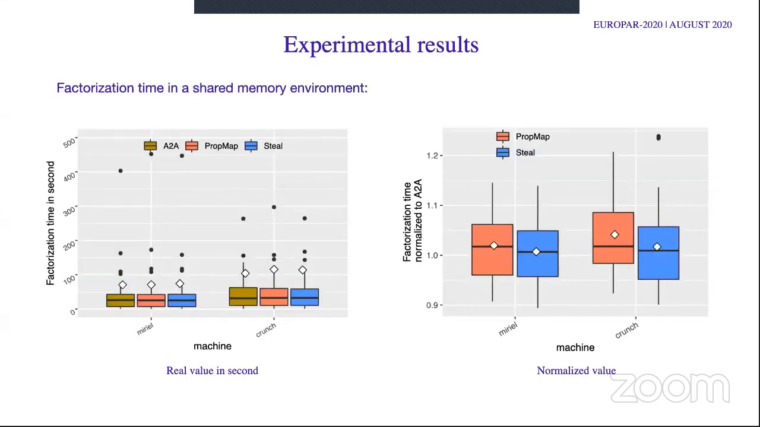Finally, let's check the real factorization time in a shared memory environment. As you can see, steal has the same performance as all-to-all and is slightly better than proportional mapping. In conclusion, the algorithm we proposed reduced the communication frequency and volume and slightly reduced the final factorization time.